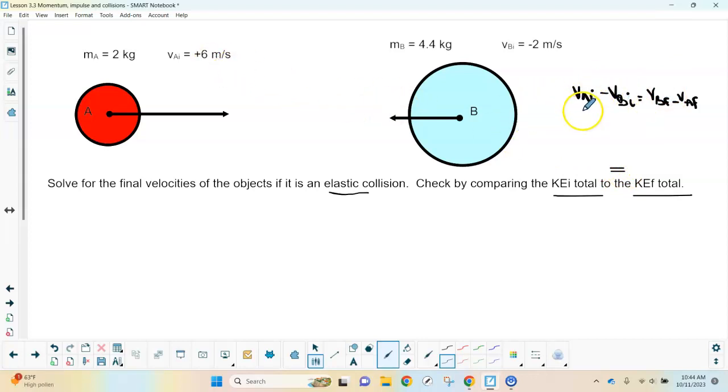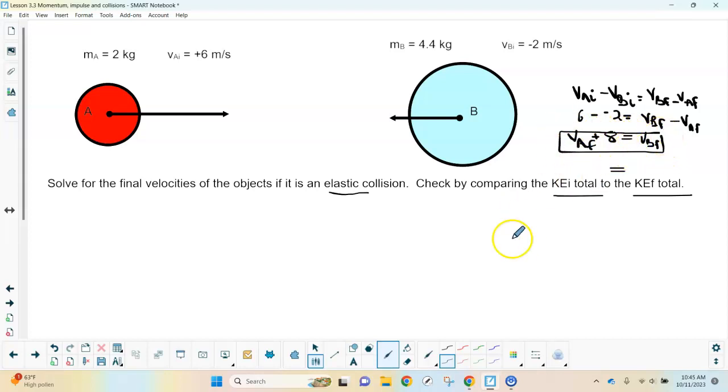So the initial velocity here is positive 6. This is where the vectors are important. So we're going to subtract off negative 2 here. And that's equal to VBF, the final velocity after the collision of B, which we don't know. And we also don't know the final velocity of A after the collision. So we have two variables in this equation. 6 minus a negative 2 would be 8. And I'm going to take this VAF to the other side, so it would be VAF plus 8 equals VBF. So that is one expression we're going to use to try to solve.